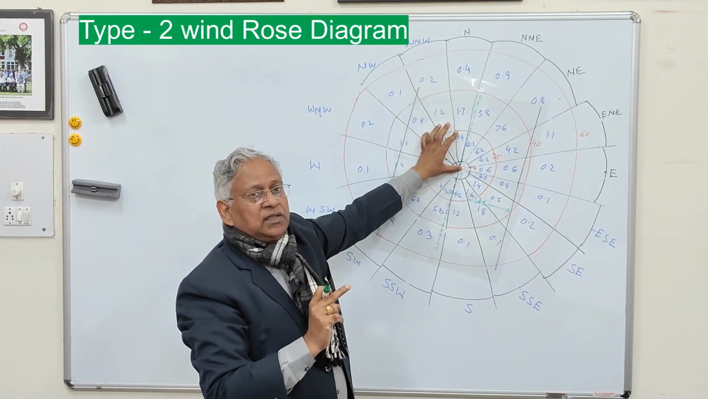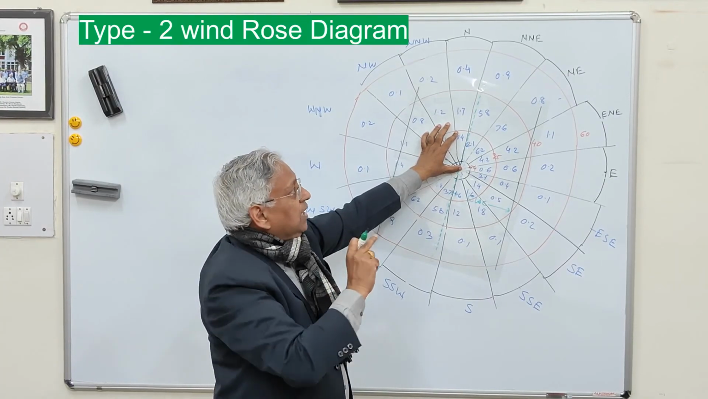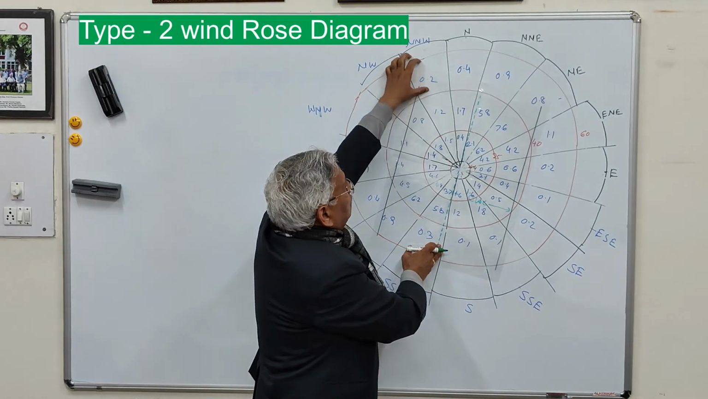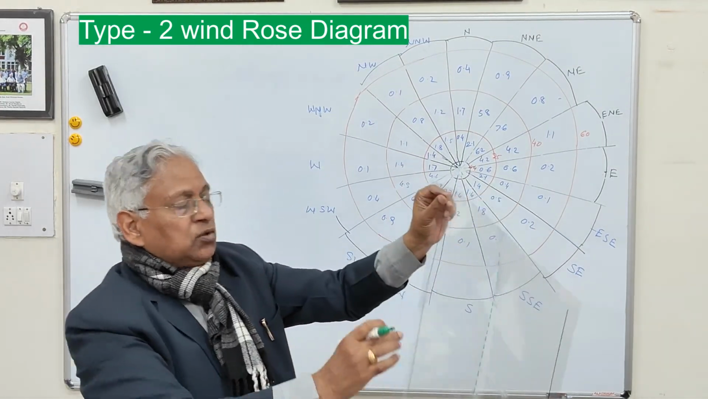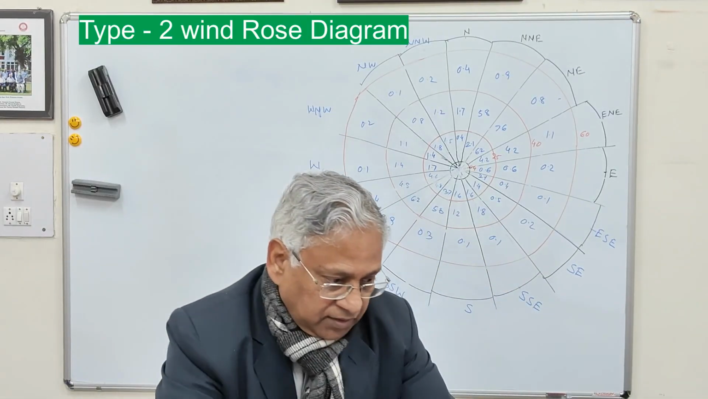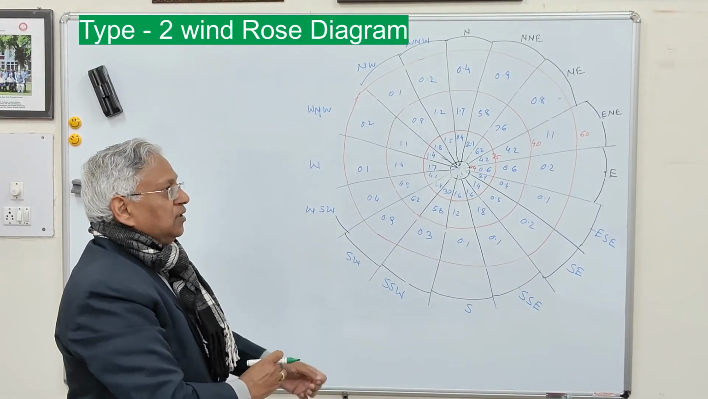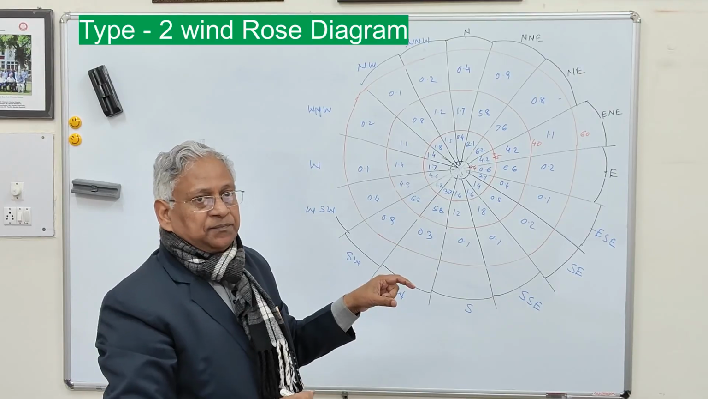And that is why I told you that it is always better to have the type 1 Windrose diagram first, so that you get the idea of the probable orientation, and then use this type 2 diagram to find out the exact direction.